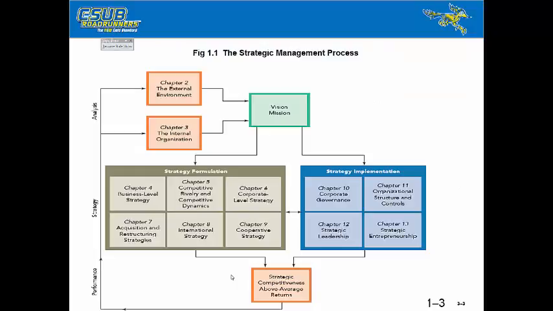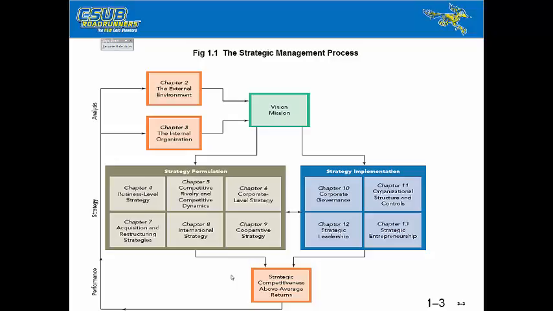So getting back to the map here again, the first chapter was vision and mission. We talked about that the first day. Then we talked about external, internal. Then we talked about business level strategy and competitive rivalry. Now today we're talking about corporate level strategy. After that, on Thursday we'll talk about international, and then we'll shift over to this blue box here.